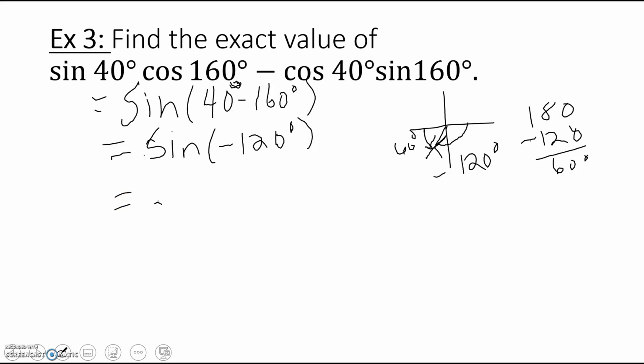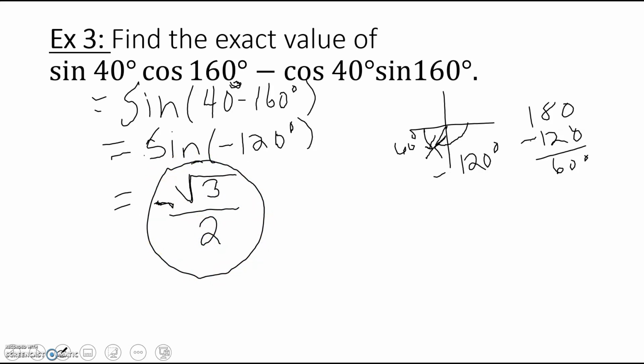Sine of 60 is 1/2. No, sine of 60 is square root of 3 over 2. So it'll be negative square root of 3 over 2. So the answer to this will be negative square root of 3 over 2. Let me know if you have any questions about it. If not, let's go to the next one.